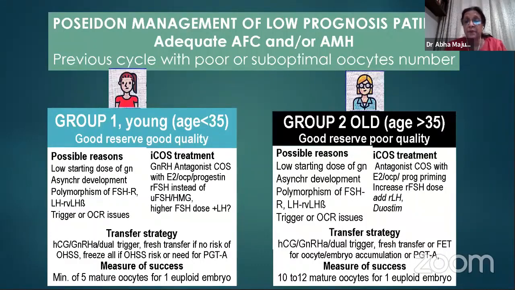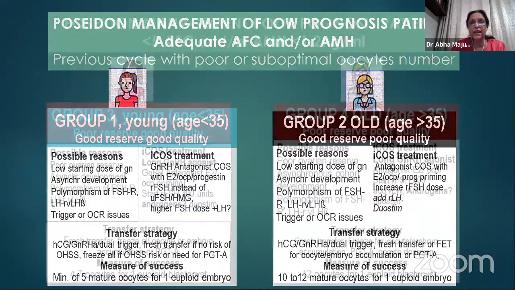And duostim, I'll talk about this later, is another method which is coming up for women who have appeared to be poor responders despite having a normal ovarian reserve. Rest of the things are all right, but I want you to see the measure of success. In a young group 1 Poseidon girl, we will need at least a minimum of 5 mature oocytes to produce one euploid embryo, whereas contrary to this, in the older woman, we would need 10 to 12 mature oocytes for one euploid embryo. So we need more for the older age.